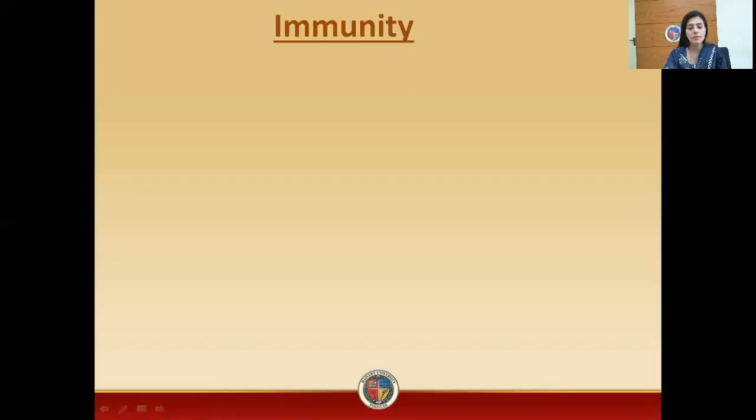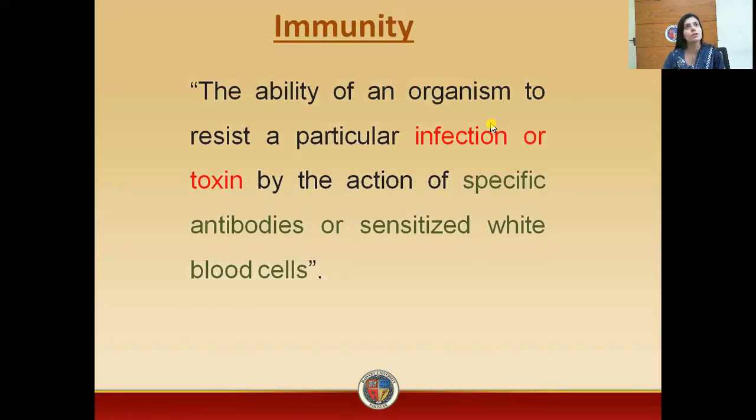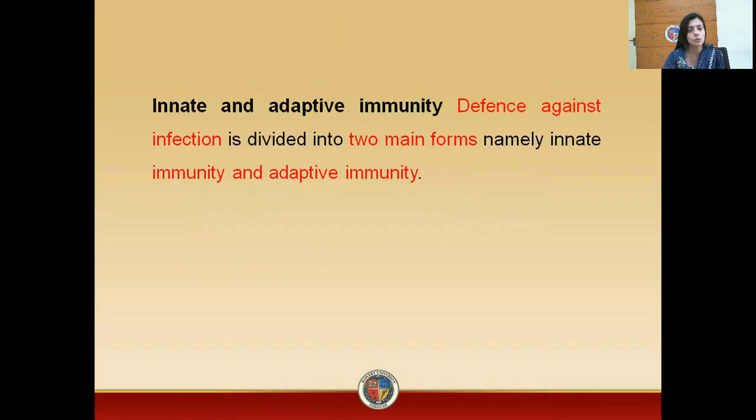So students, in this lecture, we will discuss what is innate immunity. Before going into detail of innate immunity, you must know what is immunity. Immunity is the ability of an organism to resist a particular infection or toxin. This immunity is because of the action of the antibodies, or you can say because of the sensitized white blood cells or the leukocytes.